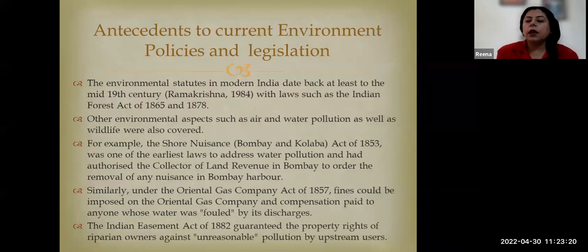And then the Oriental Gas Company Act of 1857 came, which ensured that there should be compensation to the people whose water resources have been fouled by the discharges of the company. Then the Indian Easement Act of 1882 came into the picture, which gave property rights to riparian owners, because there had been unreasonable pollution by the upstream users to the downstream users, on the downstream side of a project implemented at any location.